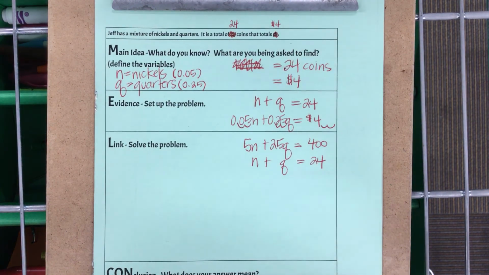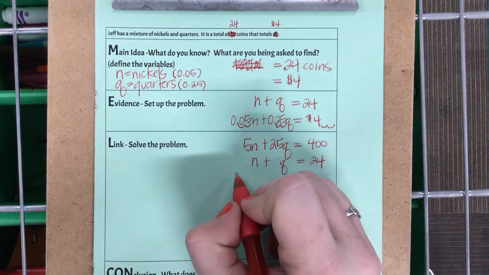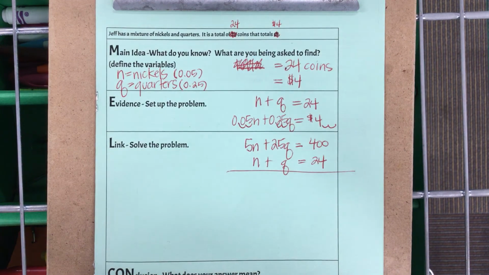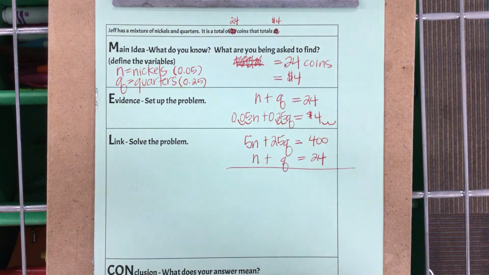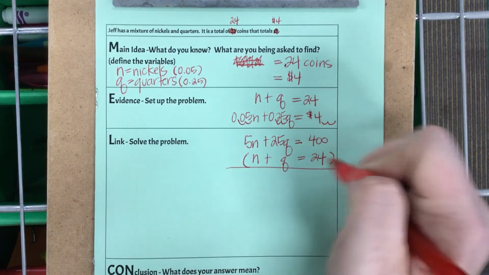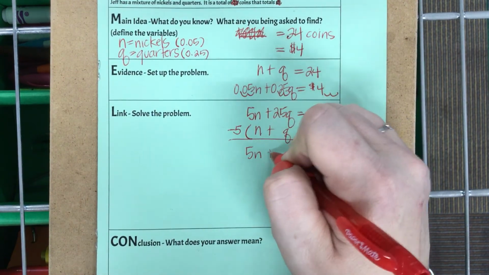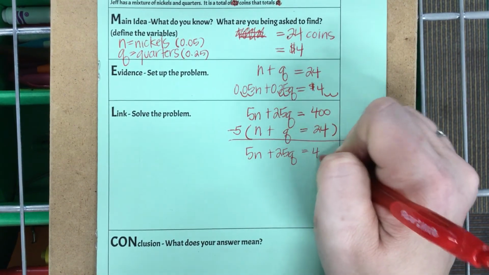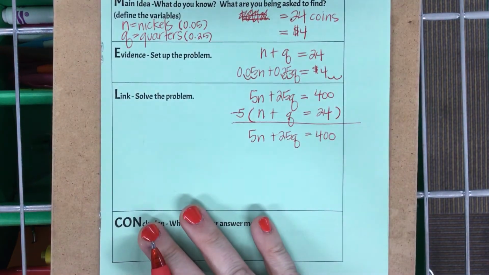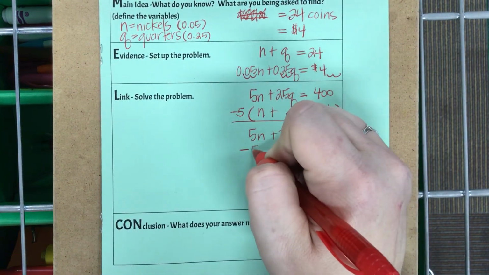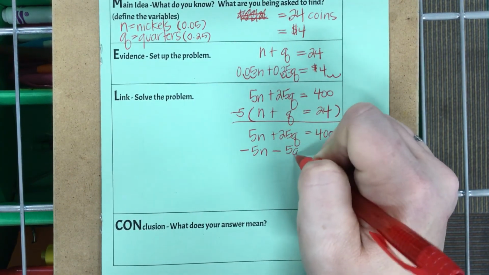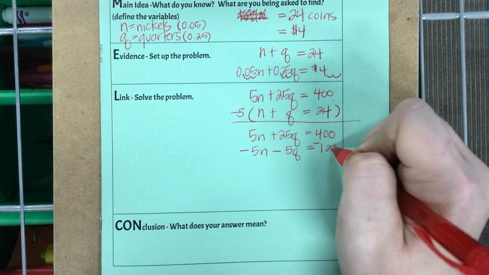You want to graph it? Substitute? Eliminate? How do you eliminate? If you could substitute, it's fairly easy to substitute if you wanted to. How do you eliminate it? A negative 5. 5n plus 25q equals 400. Negative 5n minus 5q equals negative 120.